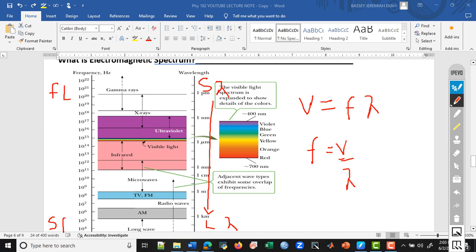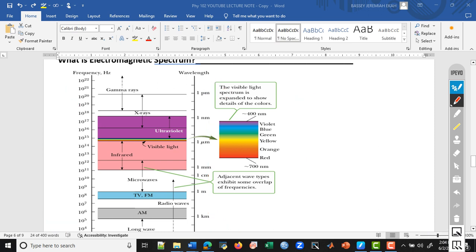In the same way, if you are asked to list members of the electromagnetic spectrum in order of decreasing frequency, look at this, we have long frequency here. Here we have short frequency. So decreasing frequency, then we'll move from long to short. Okay, so by the time I get there, you will really understand what I'm trying to say. Let's check few questions.